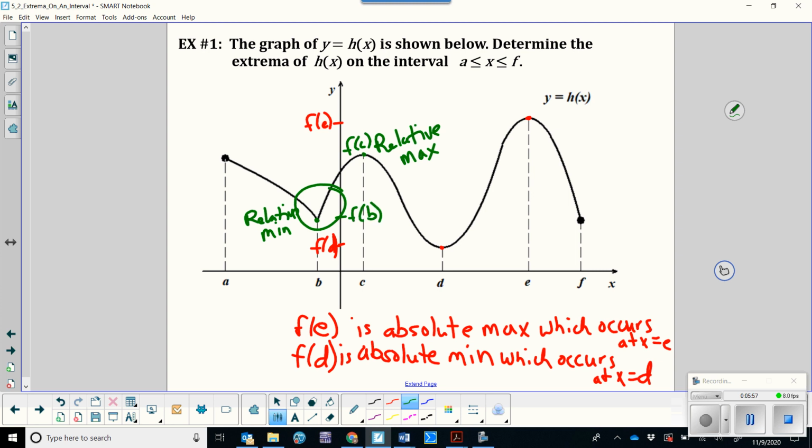Okay, we would not call it the point, we would call it those values. Now, even though f of e and f of d are absolute max and mins, they're also relative max and mins. Now, that's not always the case, because sometimes the absolute max or min might occur at an endpoint, and so that's not necessarily going to be a relative max or min, okay?